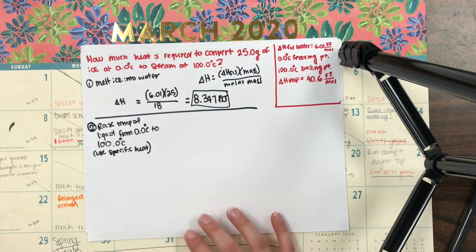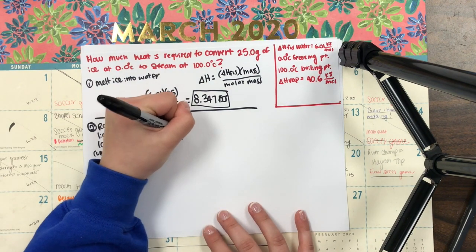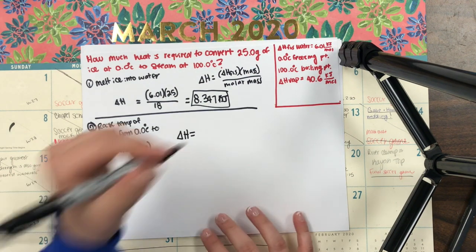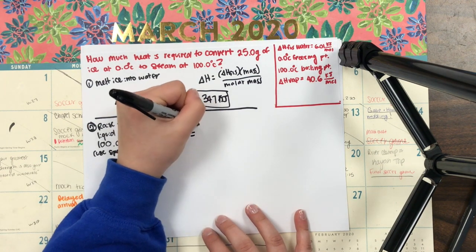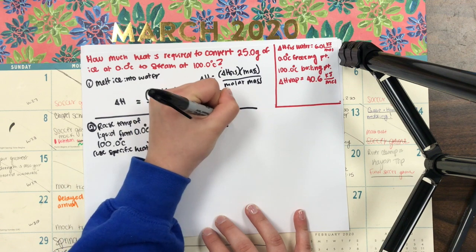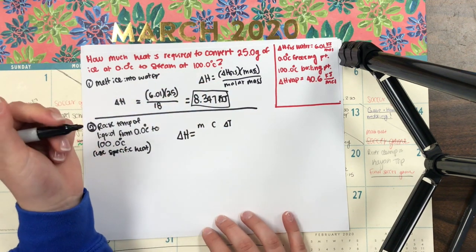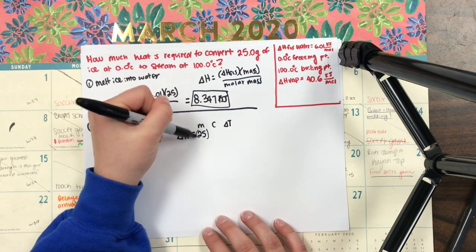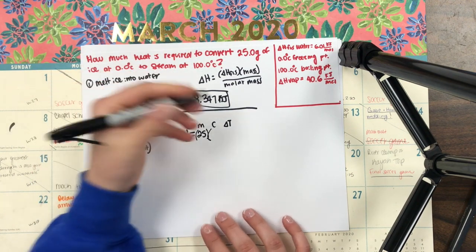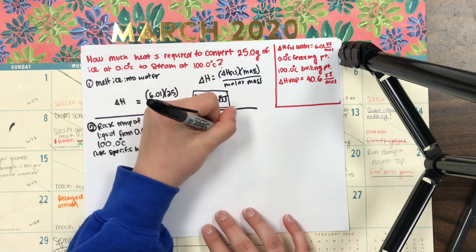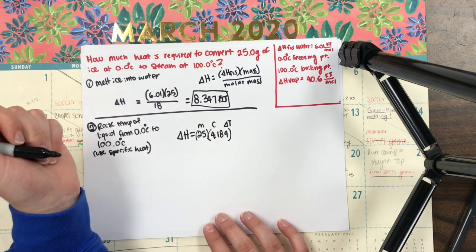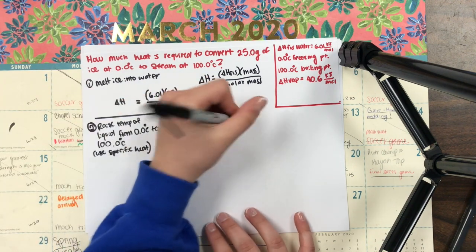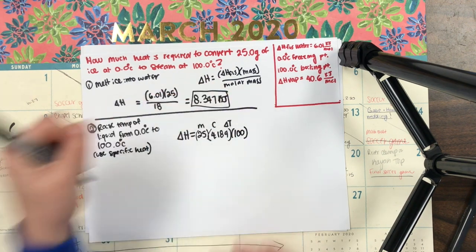And I already know all of this information. So my delta H is the thing that I'm trying to find, or you could use Q if you're more familiar with that. And then I'm just plugging this into MC delta T. My mass for this is still 25 grams, and I got that from the problem, so nothing changed here. C, my specific heat of water, is 4.184, and delta T is me changing this from one temperature to another, so it's going to go from 0 degrees Celsius to 100 degrees Celsius.